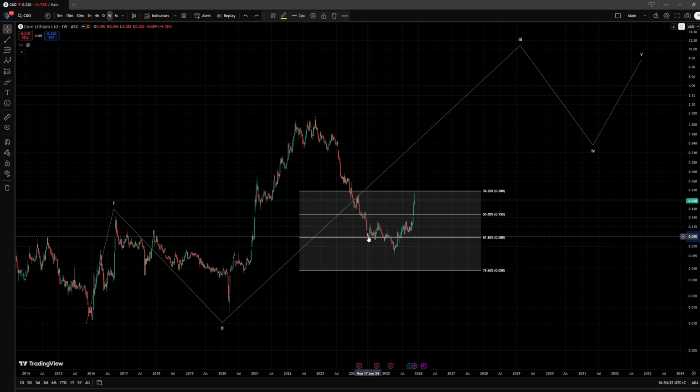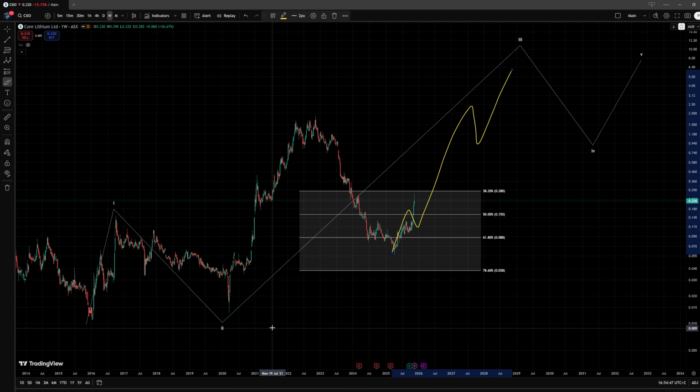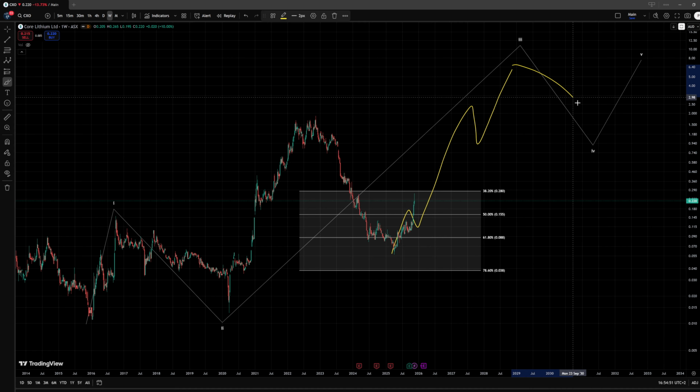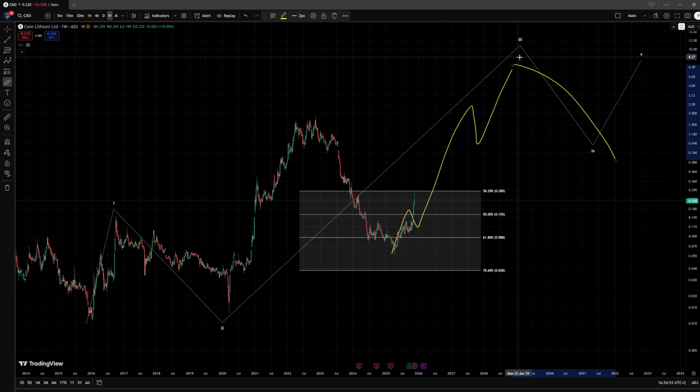In that case, we can allow the correction to go even as low as the 78.6% retracement at around the 4 cents level. Now, if we manage to hold that, it may still be salvageable, but we still need to see the 5-wave move to the upside in a wave C, and after that we still need to eventually hold the correction in the wave 4 into the respective area of support for the diagonal pattern.